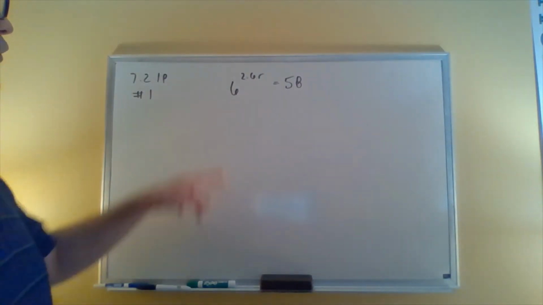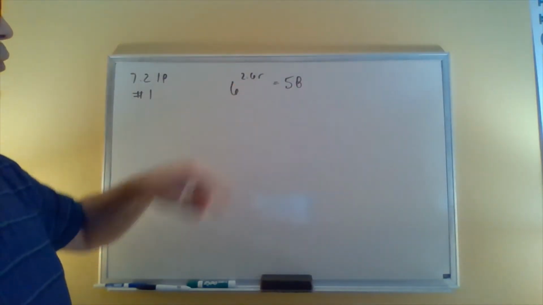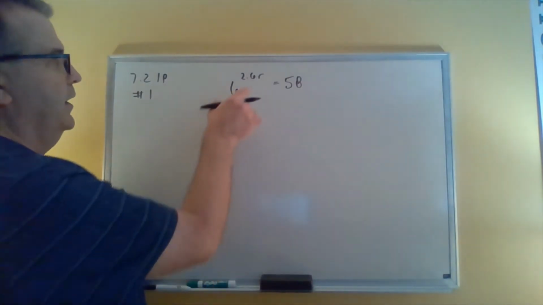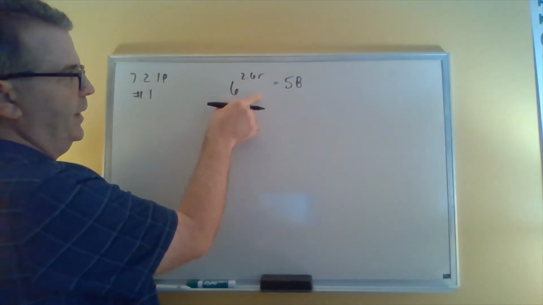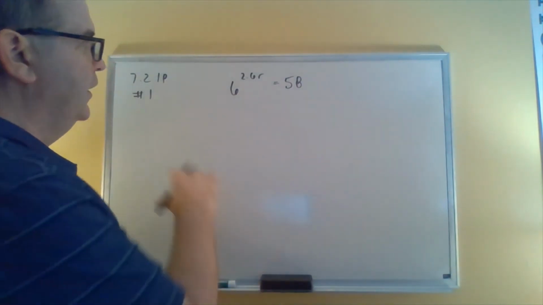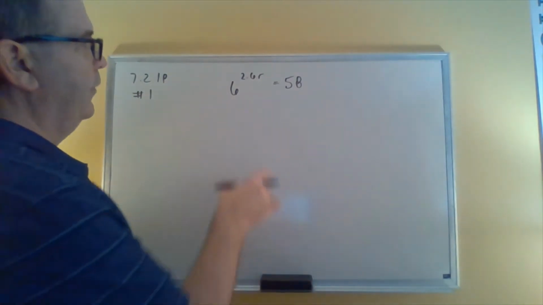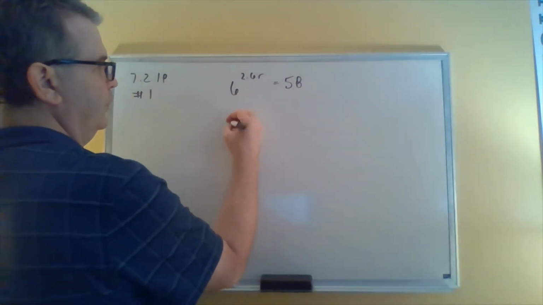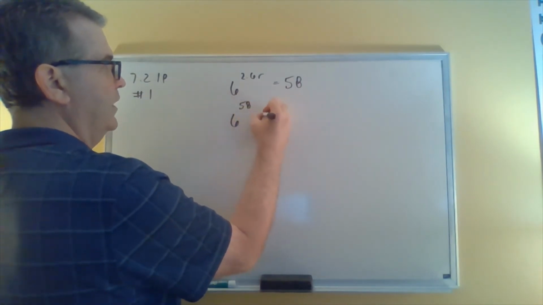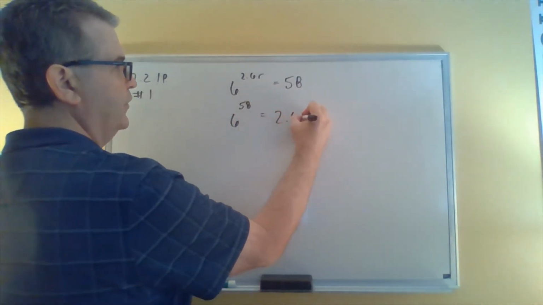Here's number 1. We have 6 raised to the 2.6r equals 58. So our first step is to isolate the exponential expression, which it is. It's by itself. We're not multiplying it by anything or subtracting or adding anything to it. So step 1, we're good. Now we need to convert this to logarithmic form. Our base is 6, our exponent is 58, and that's going to be equal to 2.6r.